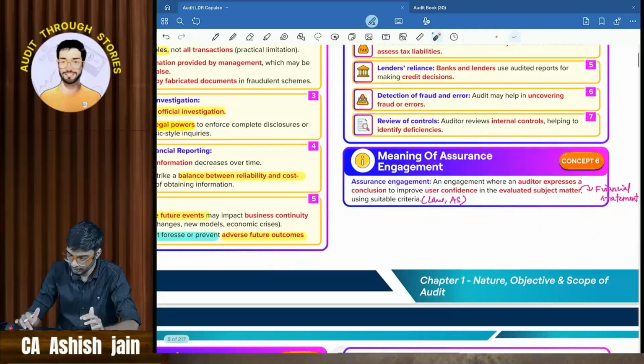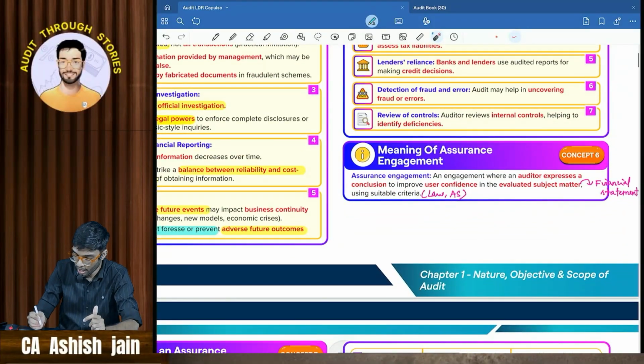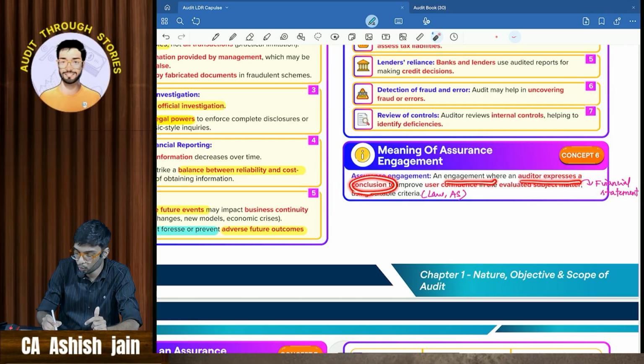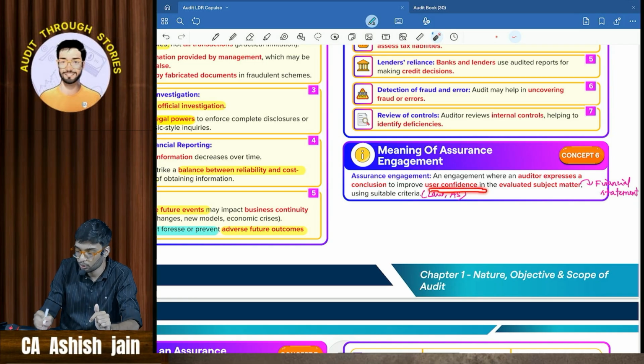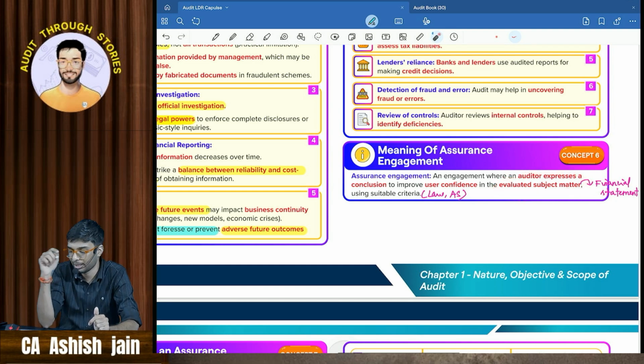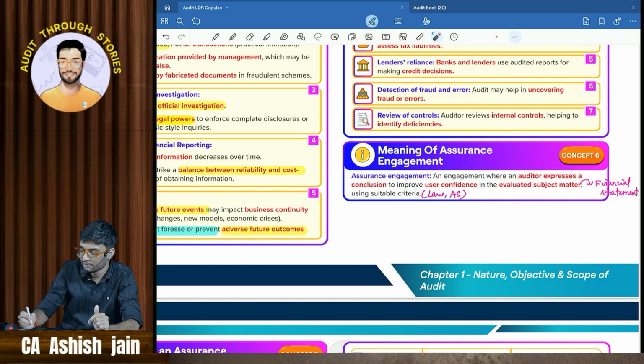Okay, then comes meaning of assurance. Assurance is where an auditor expresses a conclusion to improve the users' confidence in evaluating the subject matter. So what is meant by subject matter? Sir, what is meant by subject matter in this situation? Subject matter is nothing but financial statements.